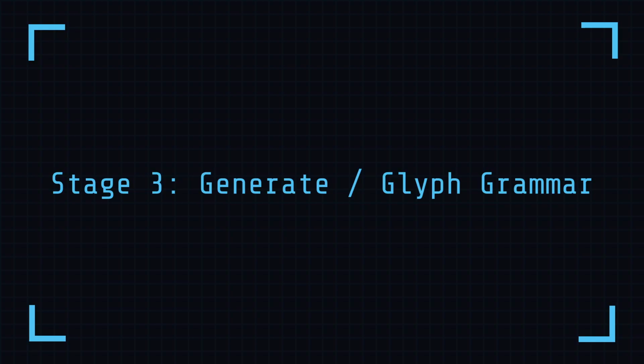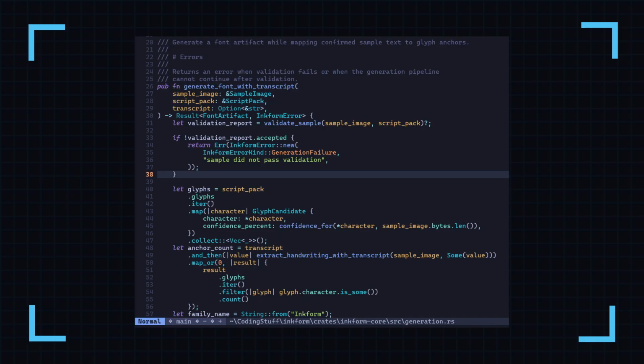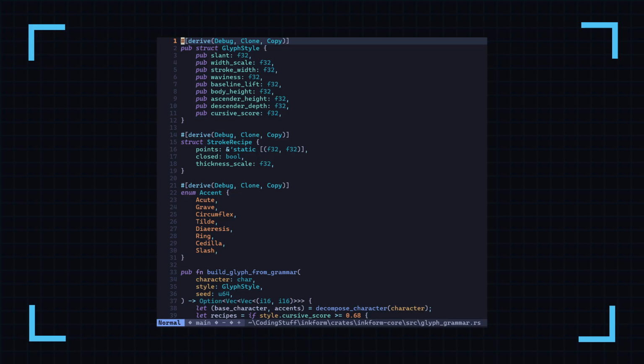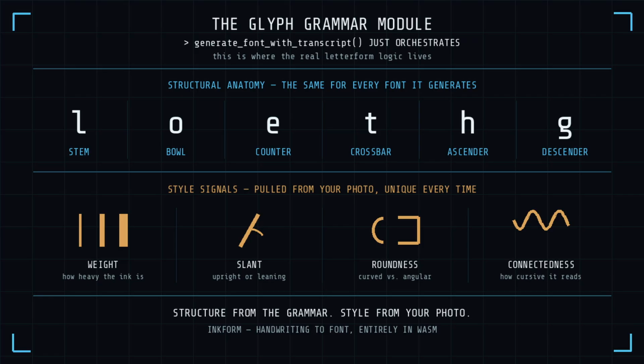Stage 3 is generation and glyph grammar. Generate font with transcript is the orchestrator here, but the real letterform logic lives in the glyph grammar module. It's a rule-based system that knows structurally what every character in the Latin extended set is supposed to look like. So the stems, bowls, counters, crossbars, ascenders, descenders, and it renders each one using the style signals pulled from your photo. Stroke weight, slant, roundedness, how connected your handwriting reads as.